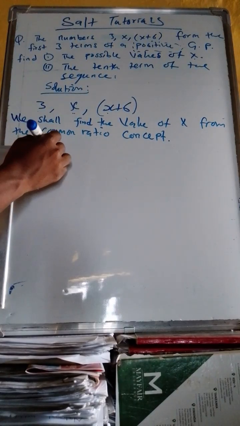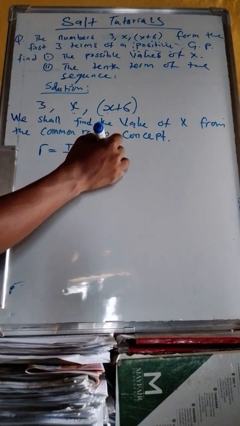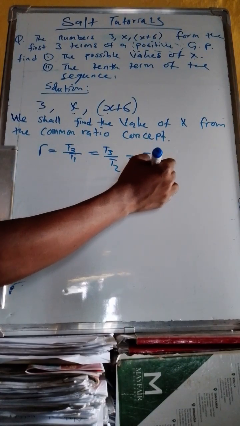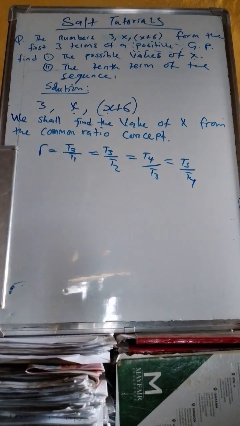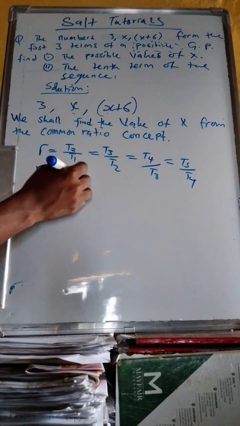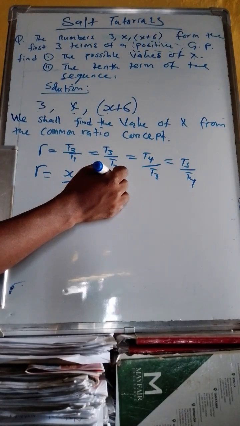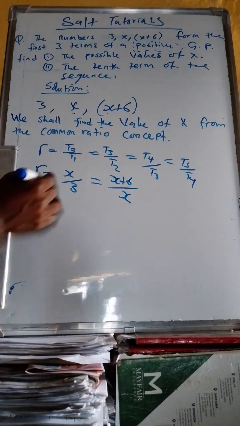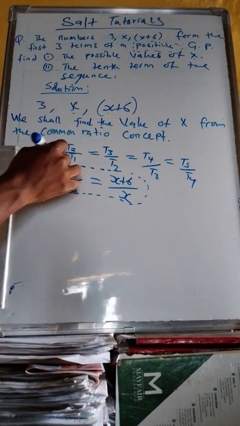Common ratio r is equal to the second term divided by the first term, which is the same as the third term divided by the second term, which is the same as the fourth term divided by the third term, which can be the same as the fifth term divided by the fourth term. So here, since we have 3 terms, the same common ratio can be equal to x over 3, which can be the same as x plus 6 over x.